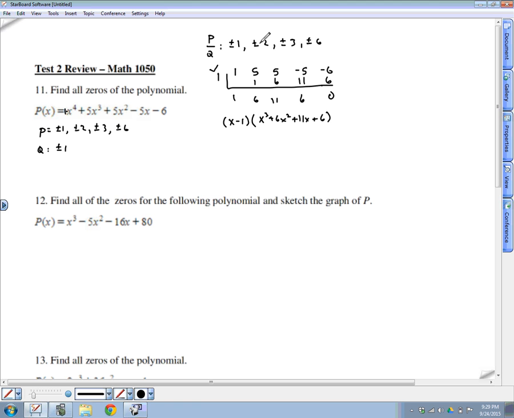So we're going to go back to this list. The reason you have to refer back to the P over Q list is we have an x to the third reduced polynomial, and you can't use the quadratic formula on an x to the third polynomial. So I'm going to test -1. And now I'm going to test -1 on the reduced polynomial, 1, 6, 11, 6.